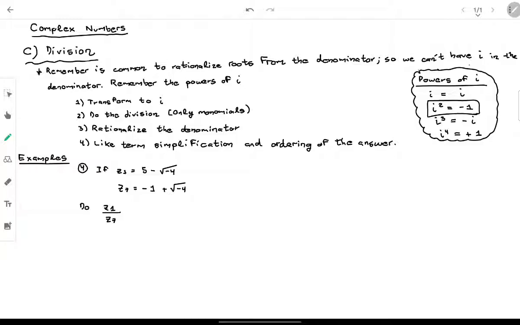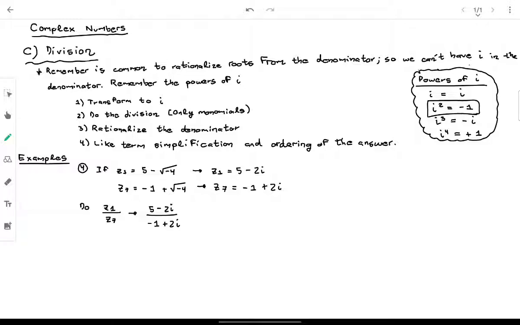So in this case, it's going to be something very similar. First, we need to transform them to have i's. So it's going to be 5 minus 2i, and the other is going to be minus 1 plus 2i. If we put the division, it's 5 minus 2i, all of it divided by minus 1 plus 2i. What happens here? Of course, we cannot cross the i with the i because we have polynomials on top and also a polynomial on the bottom part.